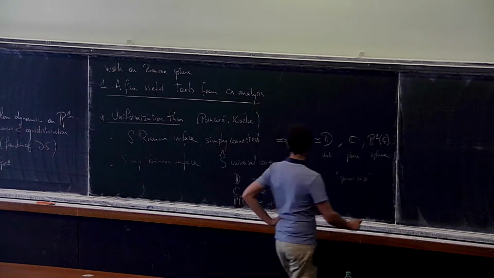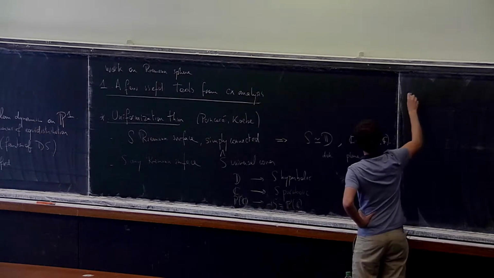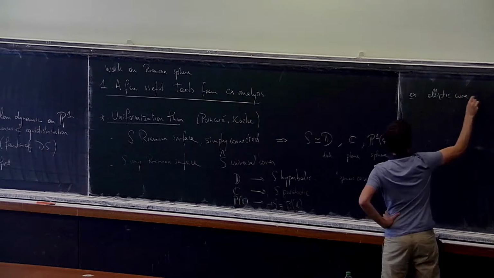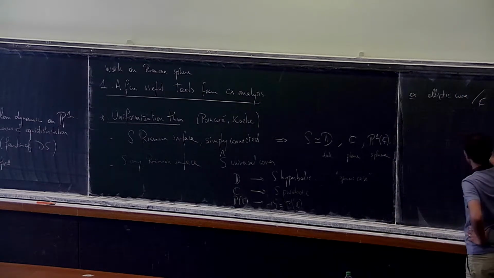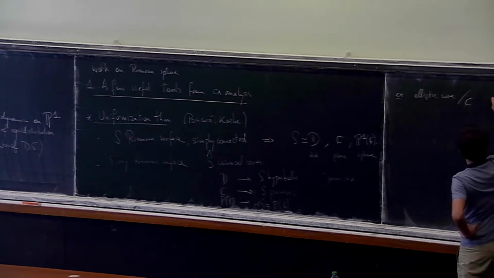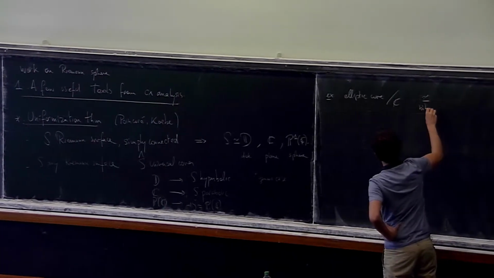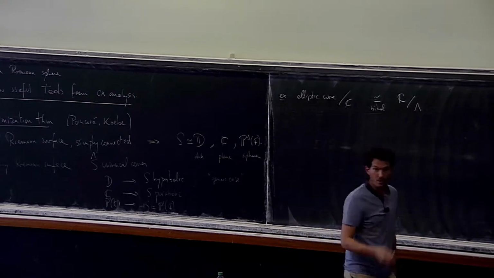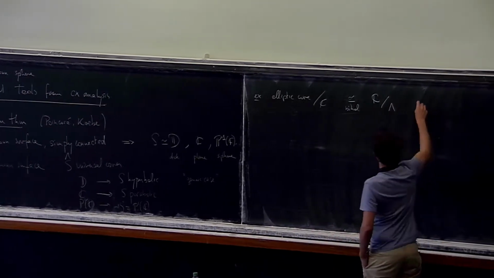Okay. So for instance, if you take an elliptic curve over C, then it is biholomorphic to C over some lattice. So you see that the universal cover is C. It's parabolic.